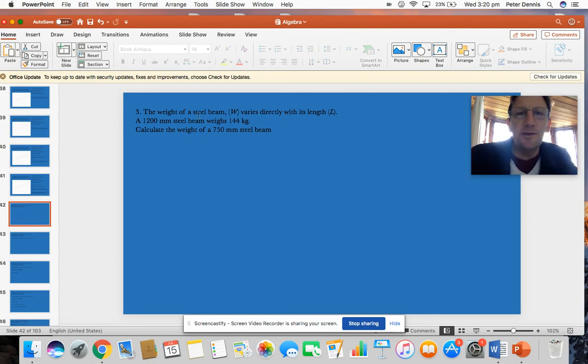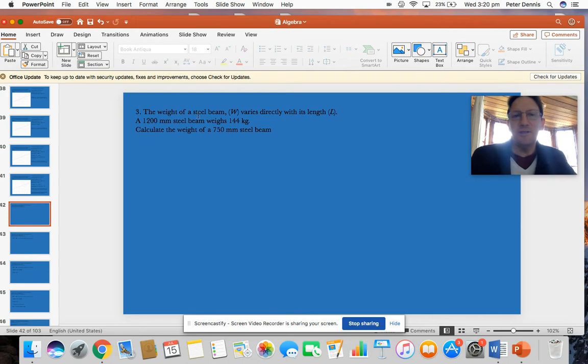Okay, the weight of a steel beam, W, varies directly with its length. A 1,200 millimeter steel beam weighs 144 kilograms. Calculate the weight of a 750 mil steel beam.